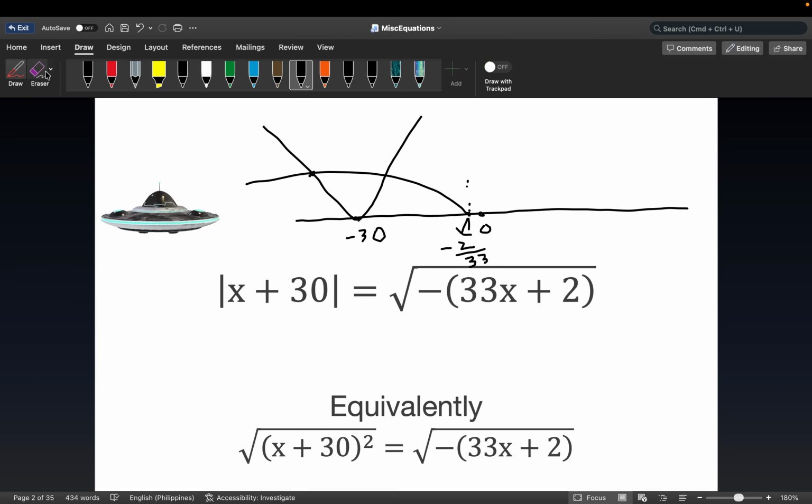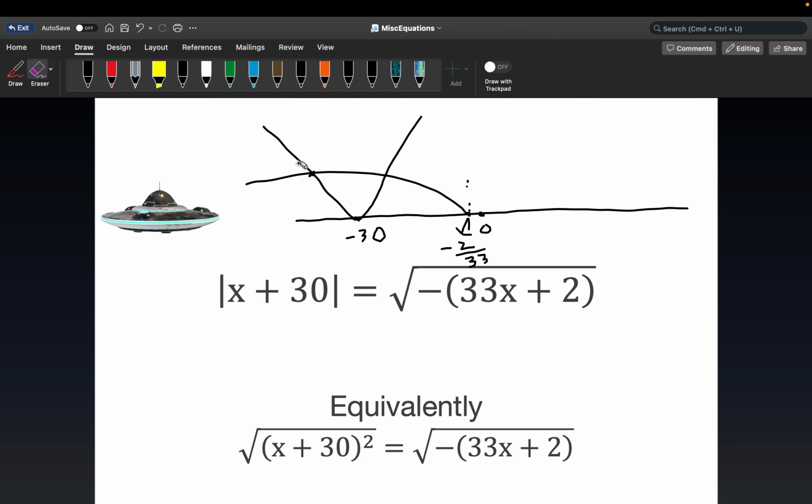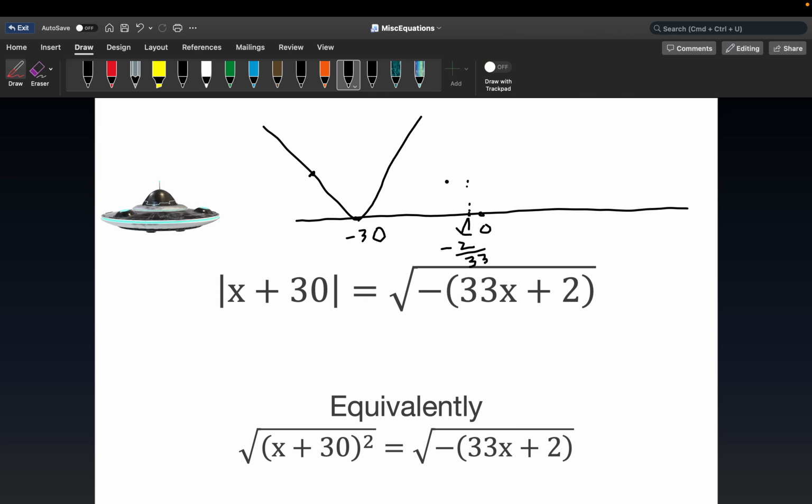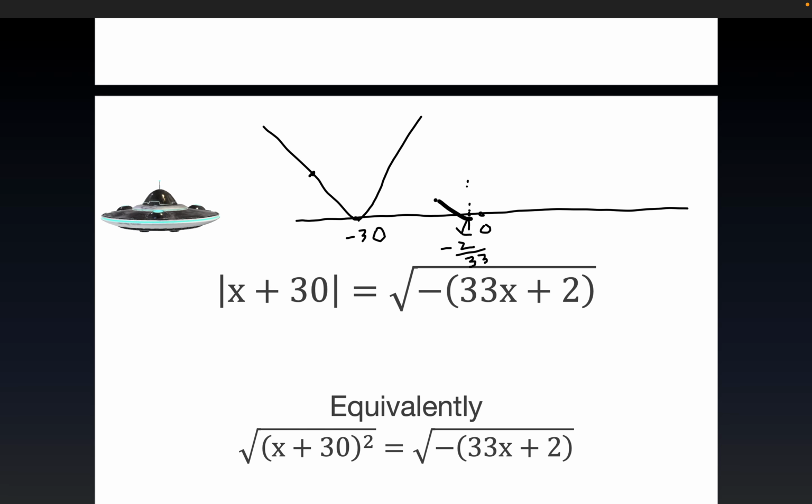Wait, let's see. Eraser. Oh, I erased the whole thing. Okay, so let's just go like this and try to keep going up, okay? Horrible picture, folks, but that's the graph of the square root function reflected about this vertical line located at x equals minus 2 over 33.